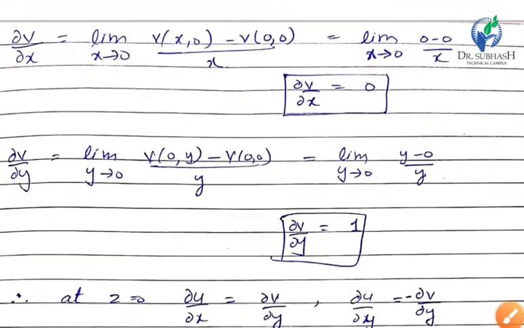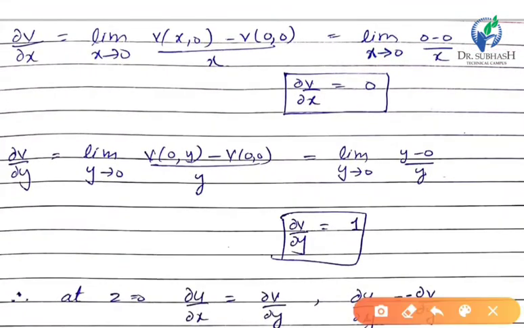Similarly, I will do for del v upon del x and del v upon del y. See, del v upon del x equal to limit x tends to 0, v of x, 0 minus v of 0, 0 upon x. I will put x equal to x and y equal to 0 in our term v. So I will get limit x tends to 0, 0 minus 0 upon x, that will be again 0.